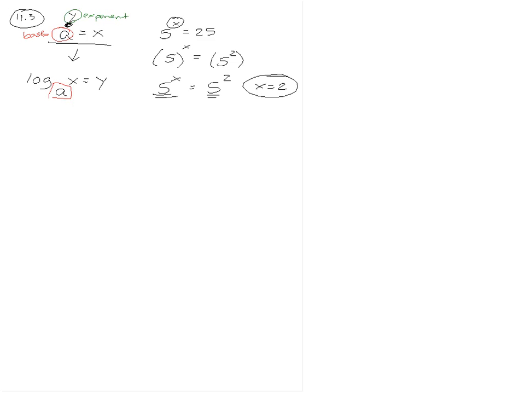Notice where it is in the log. And this is the answer. Notice where it is in the log. Now those always are like that. So, for instance, 5 to the x equals 25 can be written as log base 5, answer equals exponent. So log base 5 of 25 equals x. And we knew x was 2, so log base 5 of 25 equals 2.